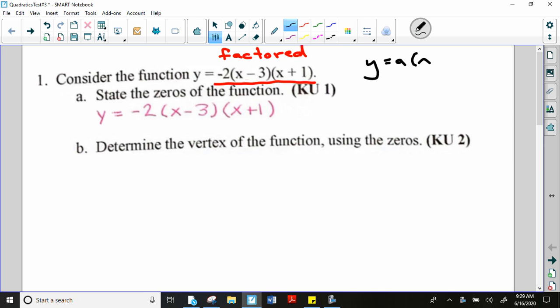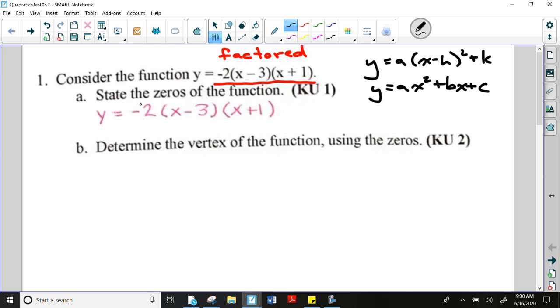Vertex form looks like this: y equals a(x minus h) squared plus k. And then standard form looks like this: ax squared plus bx plus c. We've done a little bit of work with this. We've done some work with that. So now we're getting into our factored form. This is the third way you could have a quadratic relationship.